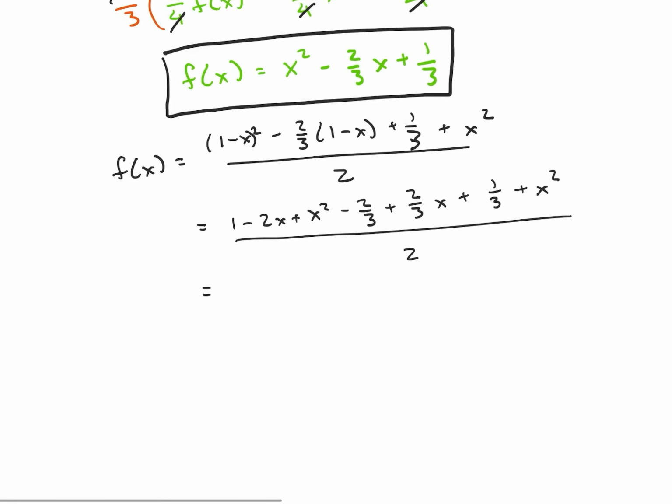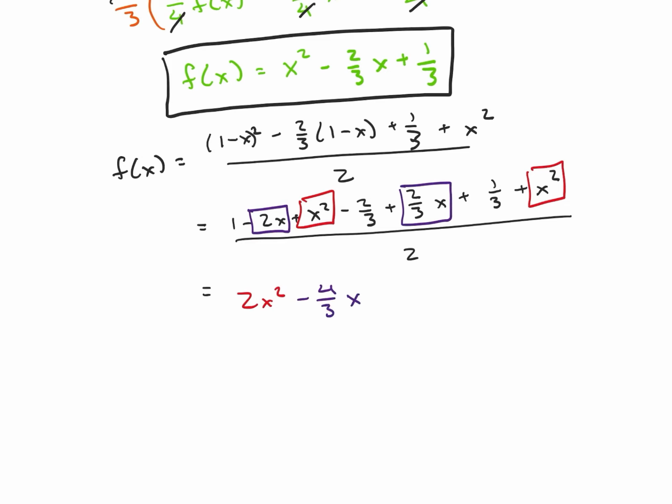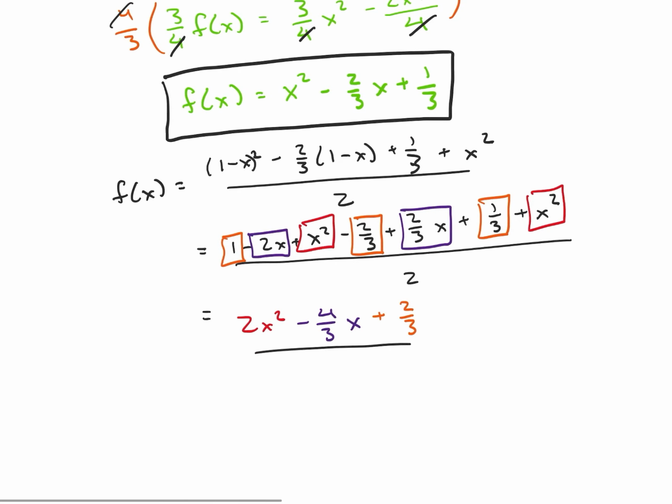If I look at my x squared terms, I have x squared and x squared, so I have 2x squared. If I look at my x terms, I have minus 2x, and I have plus 2/3 x. So I'm going to have minus 4/3 x. And then lastly, I have 1 minus 2/3, which is 1/3, plus 1/3, which is going to be plus 2/3. And this whole thing is going to be divided by 2, which is my original expression, x squared minus 2/3 x plus 1/3. So that is going to be our answer.